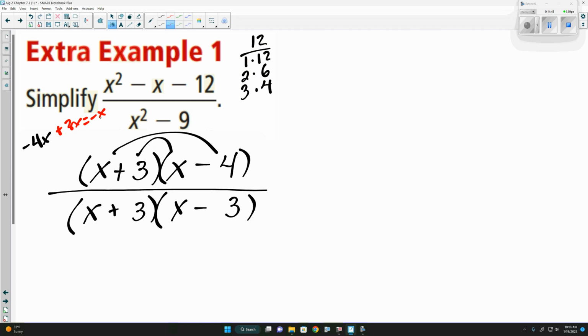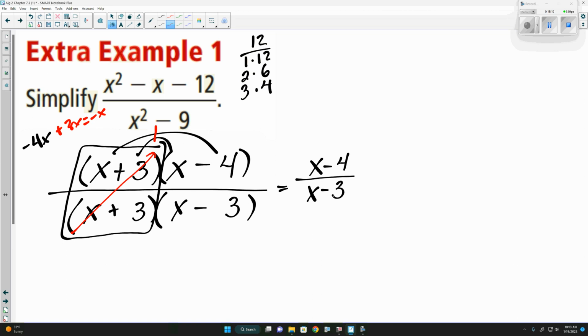Any questions on this so far? Now, luckily with this setup, we do have something in common on top and bottom, yes? So these will cancel out. They simplify to 1, multiplication of 1, which just tells us that we have x minus 4 over x minus 3.